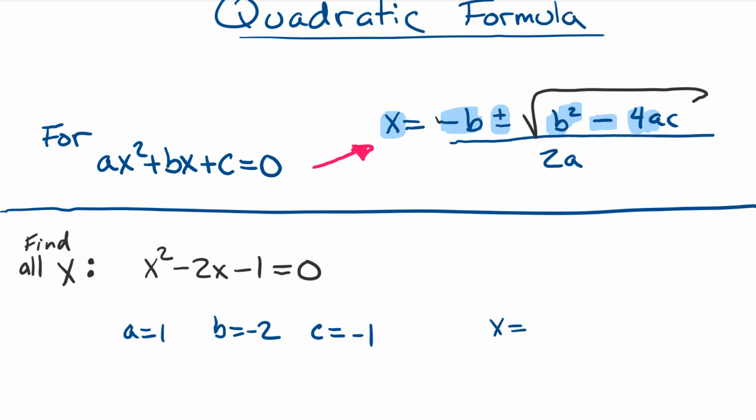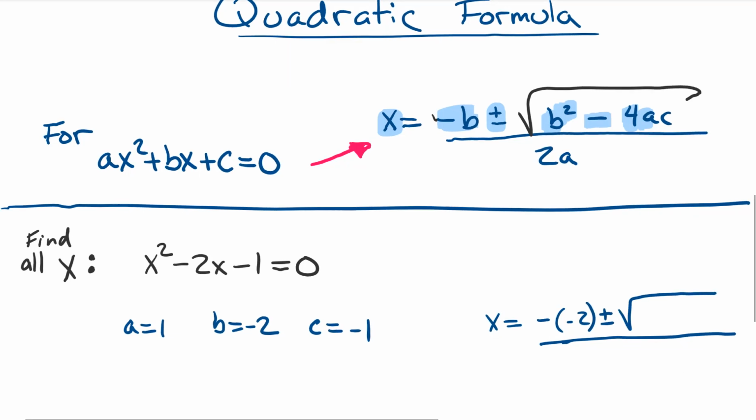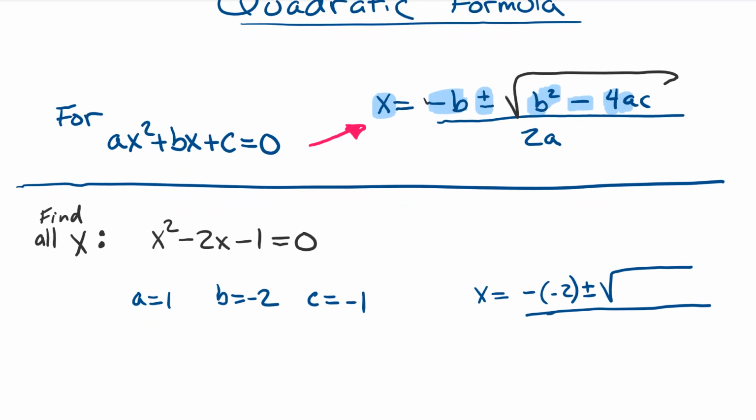So we say that x is equal to negative b. So negative b will be negative 2, plus or minus. That's going to get us those 2 solutions possibly. And then we're going to take our b squared. So we'll take our negative 2 and we square it, minus 4 times our a is 1, and then our c is equal to negative 1. Always pay attention to that sign on the c. It means a lot. And then it's 2 times our a.